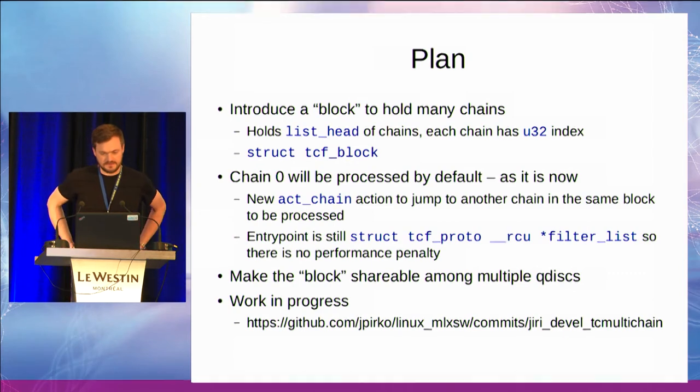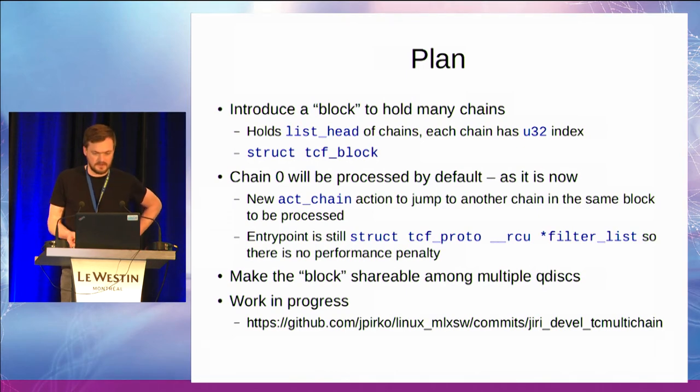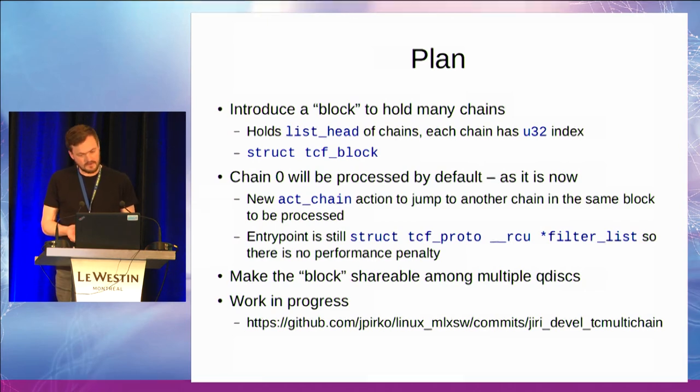So the plan is to introduce some sort of a block which holds many chains, and these chains could be in a linked list, and each would have one U32 index. That's my idea. And as a default, the chain number zero will be processed, and basically everything will stay the same as it is now. So there is no performance penalty, no added overhead. And this block will be possible to be shared among multiple queue disks.